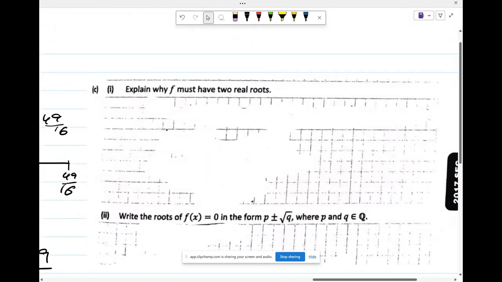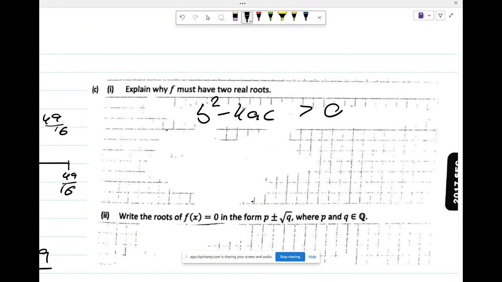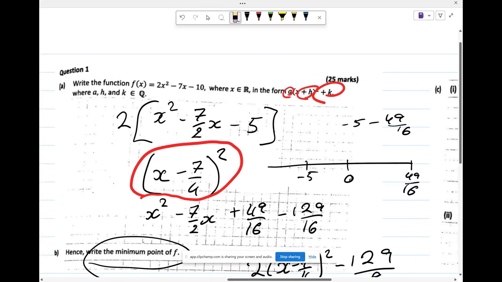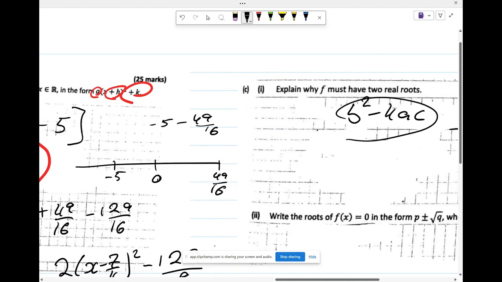So I told you anything to do with roots is going to be your discriminant. So b squared minus 4ac. If that's greater than 0, it's going to be real. If it's equal to 0, it's going to be exactly 1 root. And if it's less than 0, it's going to be non-real. But that might take a while. Actually not, they're over here. Like, that's a, that's b, that's c. And you can just plug it in like that.